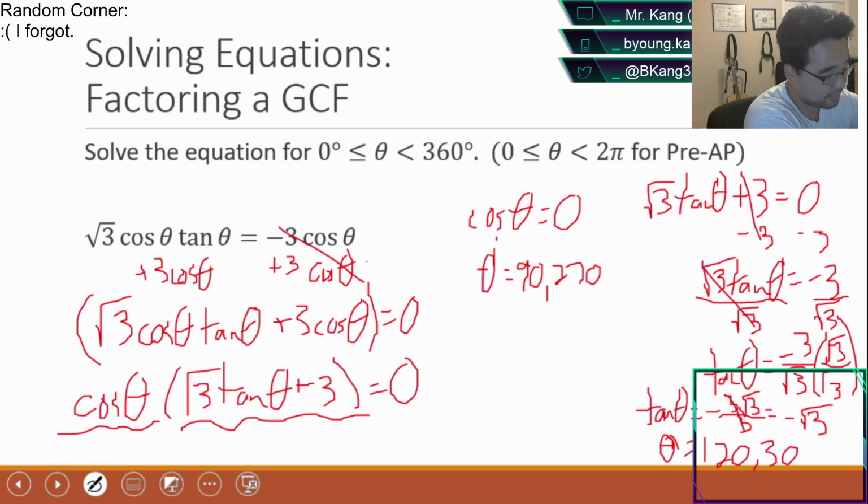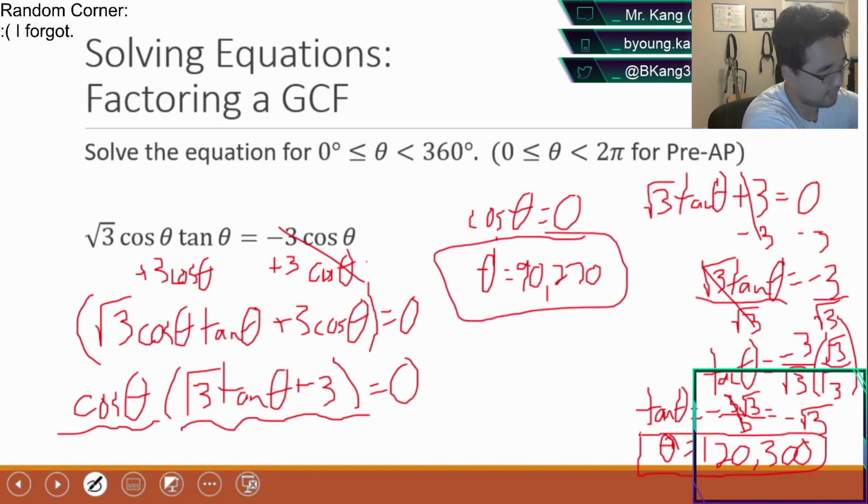120, 300. So for the cosine part of the problem, I had 90 and 270. For the tangent part of the problem, I had 120 and 300. Your answer is all 4 of those answers. All 4 of those are your solution to this problem. Any of those will make this equation true.